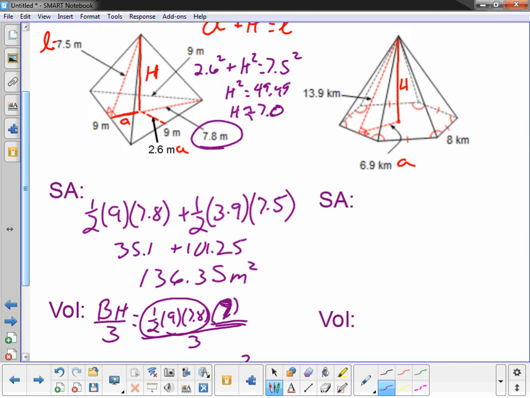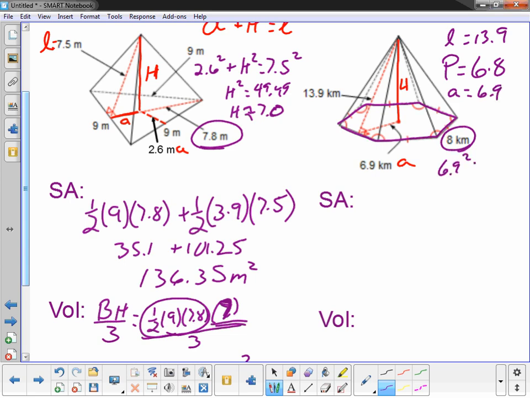The other pyramid is a hexagon shape. That means my perimeter isn't going to be 3 times, it's going to be 6 times the side length, and they tell me that's 8. My slant height is 13.9, and I should figure out the real height now to make things easier. So I take my apothem, 6.9, square it, and add the height squared. That's going to have to equal 13.9 squared, and I would use that to find my height.